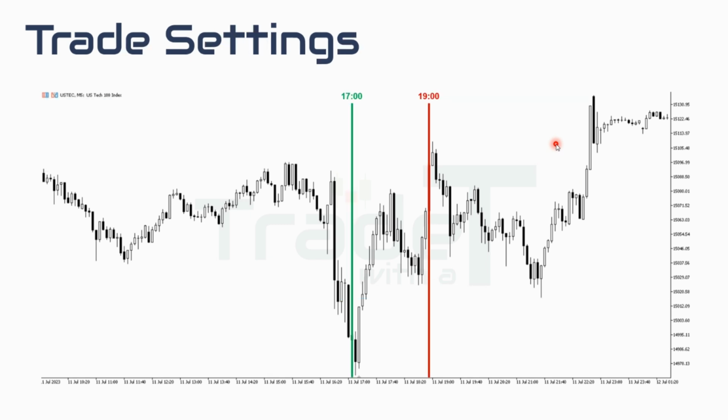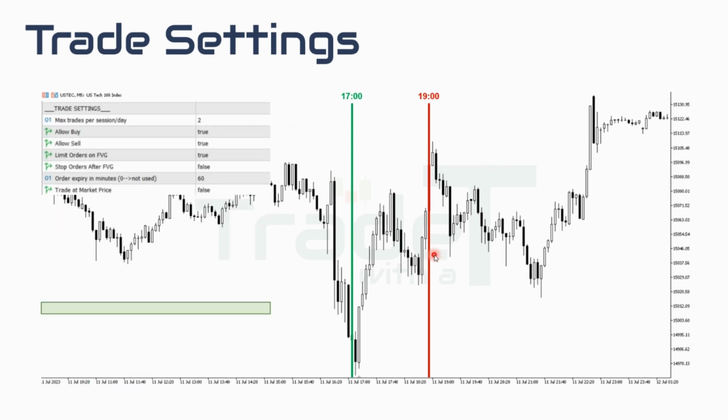Let's now talk about the trade settings. In this case, for example, we have a window that is defined. I have a max trade per session, so I can take only 2 trades inside the session. If it was a day, I would take 2 trades during the day. I can set whether I allow buys or sells, so at every moment I can just tell the EA to take one direction only.